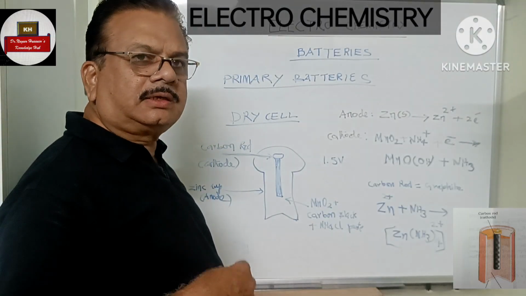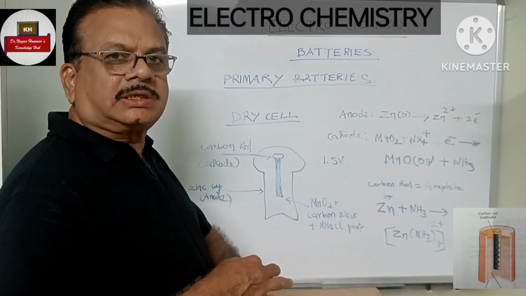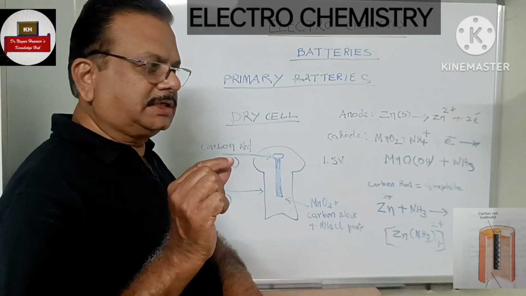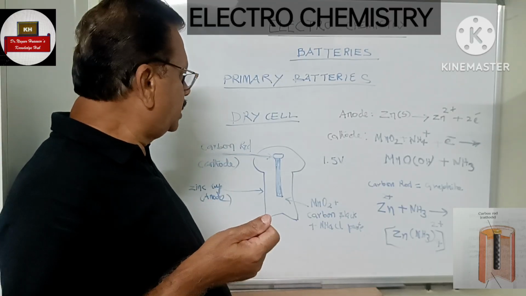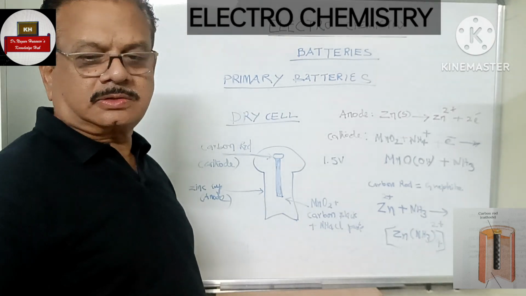We will see another dry cell which is usually in watches and other things. Small round ones you would have seen, no? And in the car remote and all you will find. That we will see next. Okay, hope you understood this.